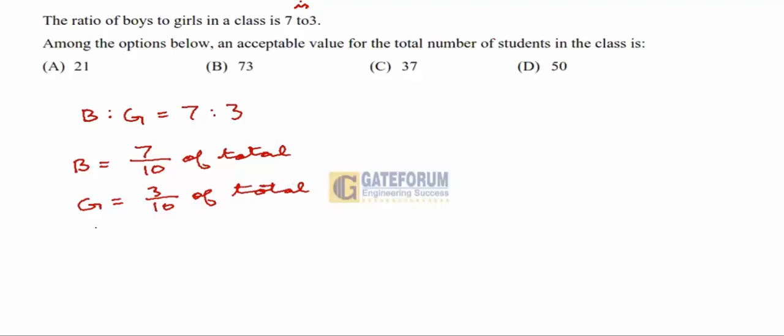Now we must understand one thing, that boys and girls can never come in fractions. It is bound to be integral. I mean, you can never get half a boy, right? Or you can't get 1/4 of a girl, can you? So naturally, the total must be some value which must be a multiple of 10 in order to give an integral value. Now, let us look at the options. See, out of all the options, only 50 is a multiple of 10. So I will say that the acceptable value for the total students in the class is 50.